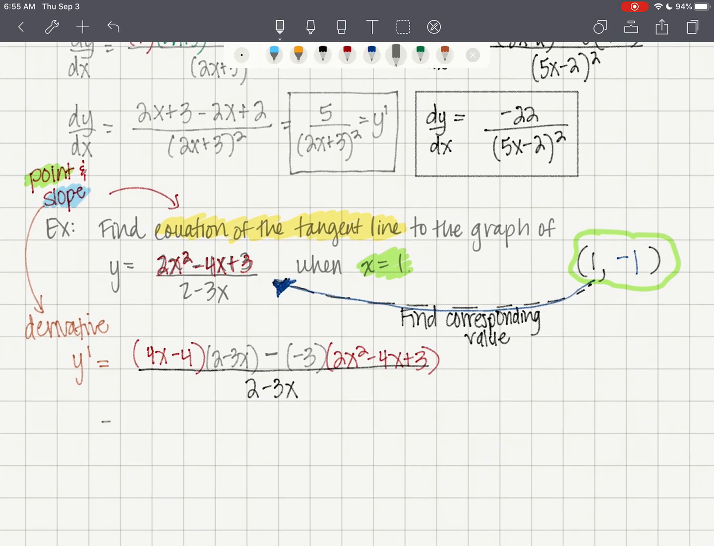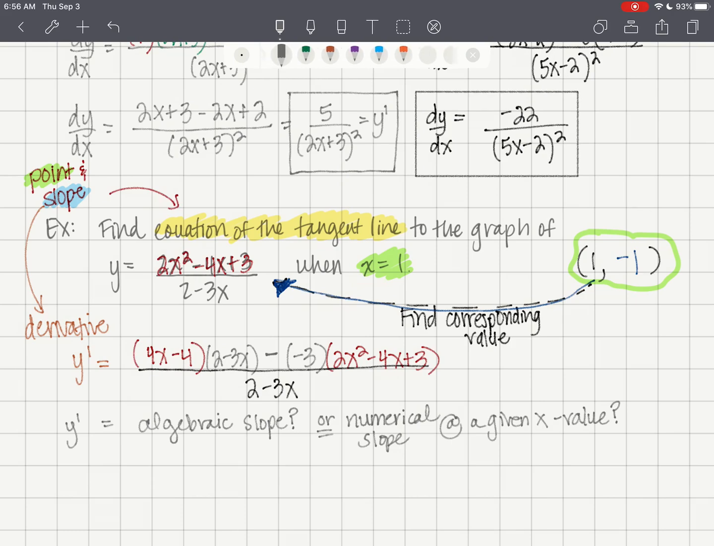So let's simplify this. We could simplify it, but what do we want in the end? Do we want an algebraic slope, or do we want a numerical slope at a given x value? So what is it that we want? We want the numerical slope. So if we want the numerical slope, what can we do? We can go right to putting x equals 1 right in here.